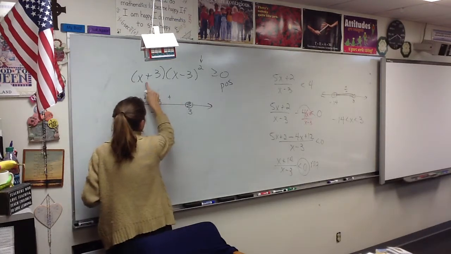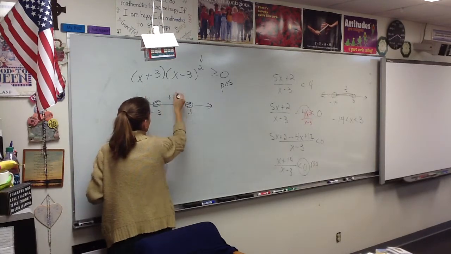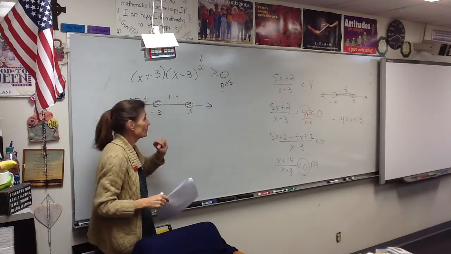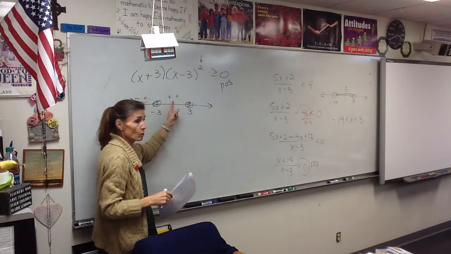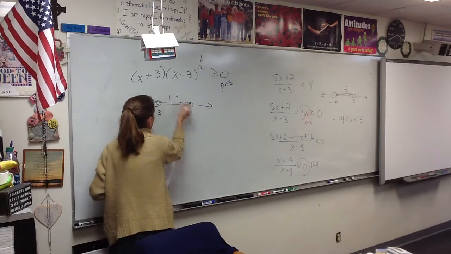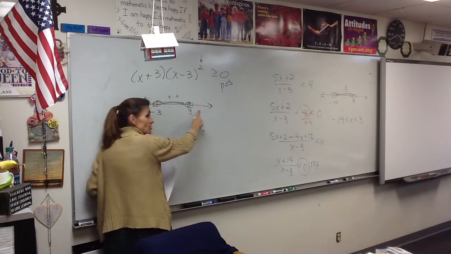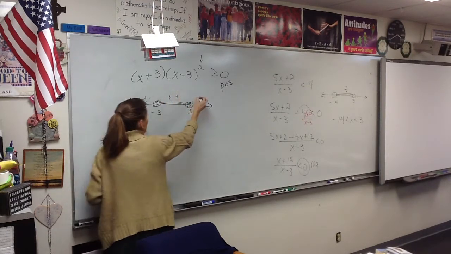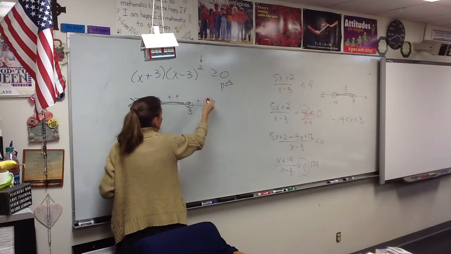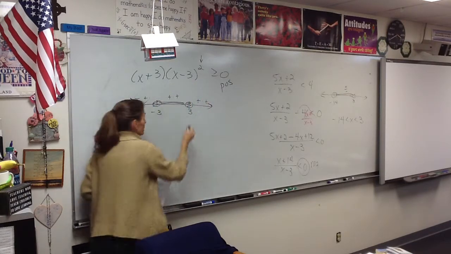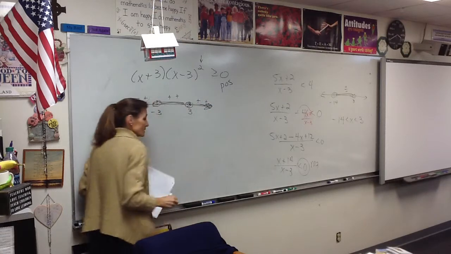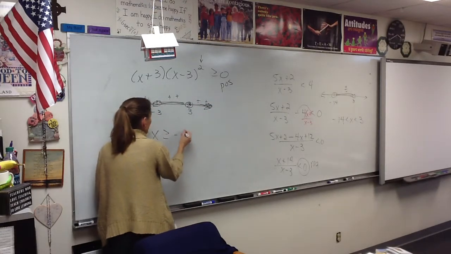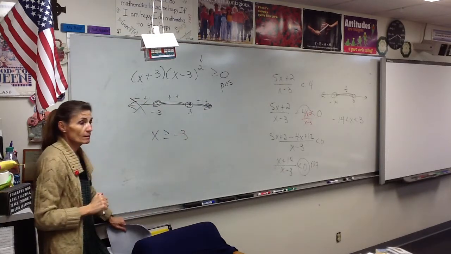All right, let's try 0. 0 gives me a positive times a positive. Remember, you're squaring that. Does that work? Yep. Let's try 4. 4 gives me a positive times a positive. Does that work? Yeah. Okay. So basically, what all was colored in? Everything greater than or equal to -3.